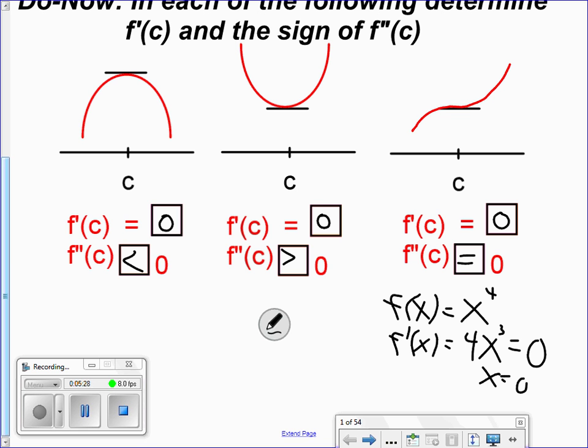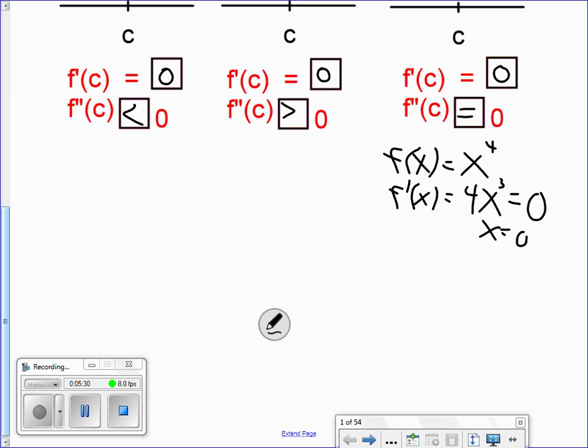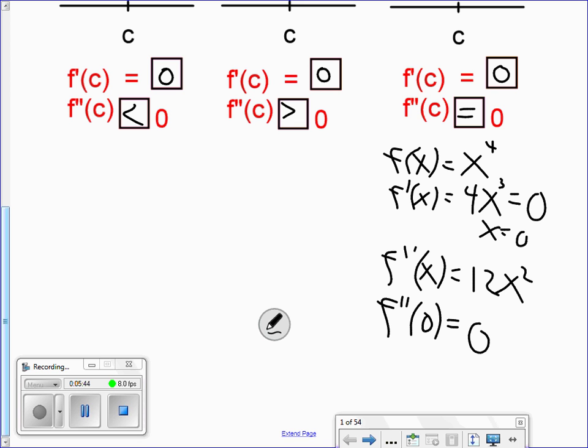Now, if you take 0 and put it into the second derivative, first of all, what is the second derivative? 12x squared. If you plug 0 into the second derivative, you get 0. You don't get a positive or a negative. It's inconclusive. Does anybody know what the graph y equals x to the fourth looks like?